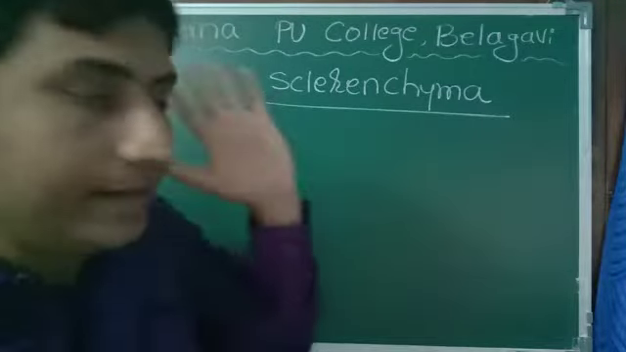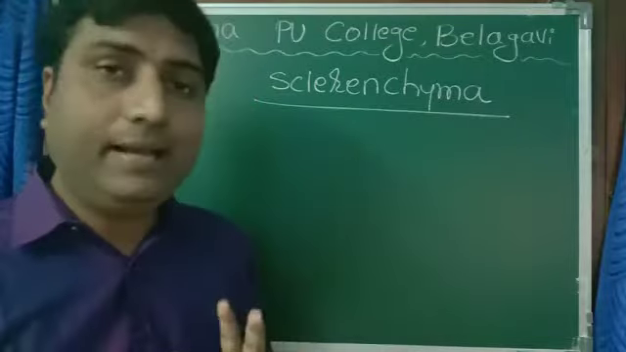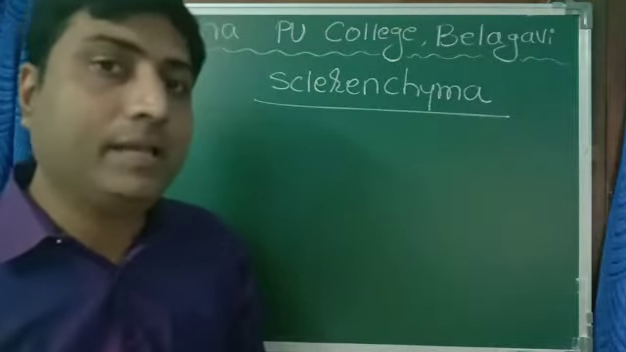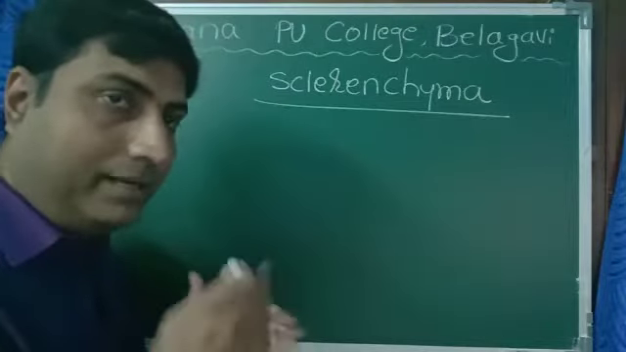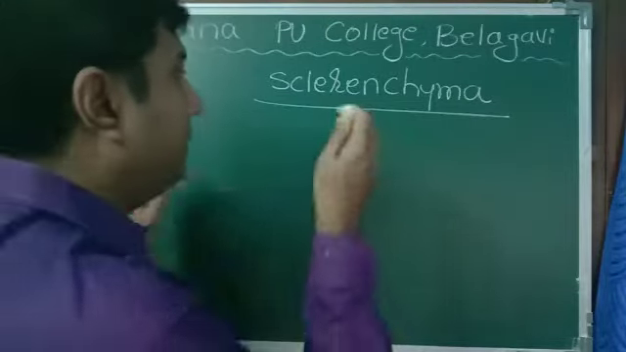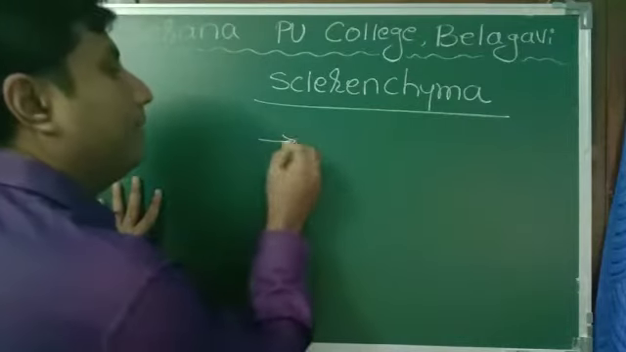Next one is sclerenchyma. Sclerenchyma tissue is actually dead tissue at maturity. In the beginning it is living tissue, but later they lose their protoplast and become dead tissue. This is very important.